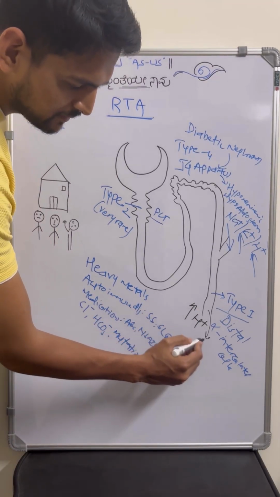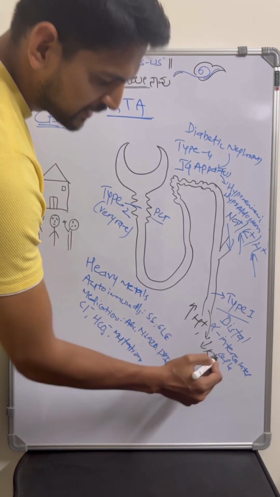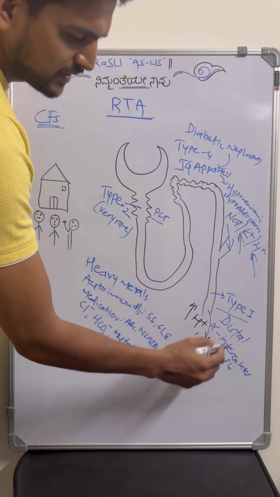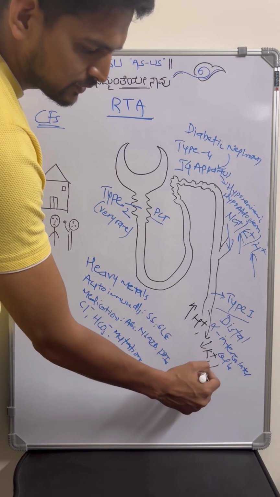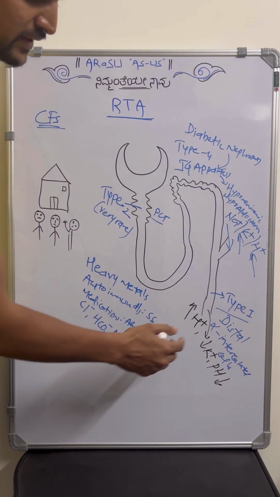So this will lead to what? Excessive potassium loss. So obviously there will be hypokalemia. And obviously it is an acidosis condition, so the pH will be decreased. So acidic environment we can see.